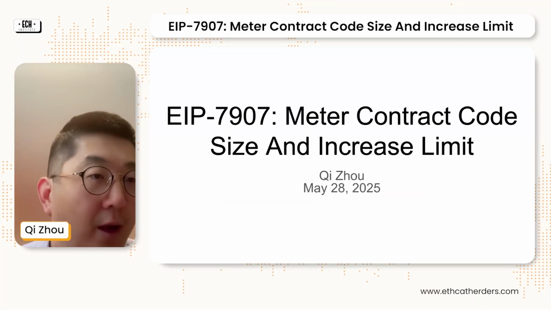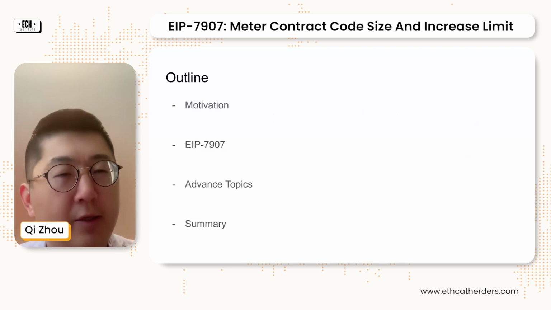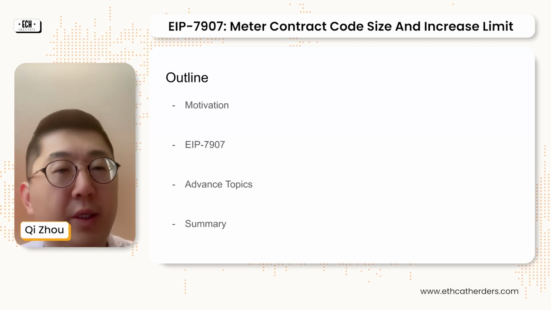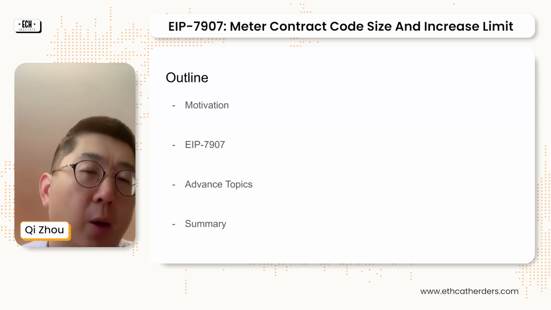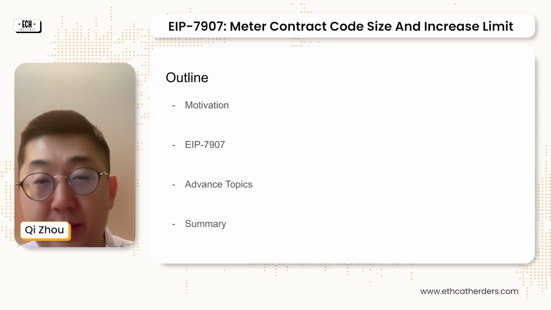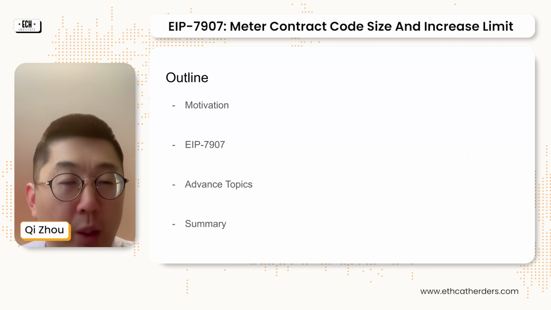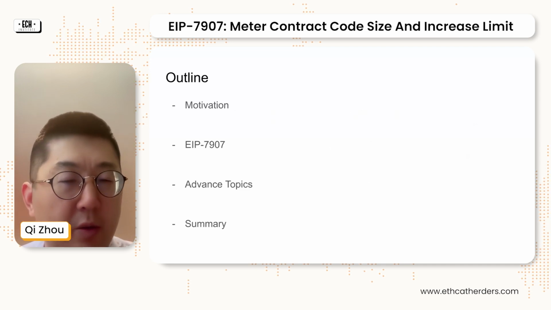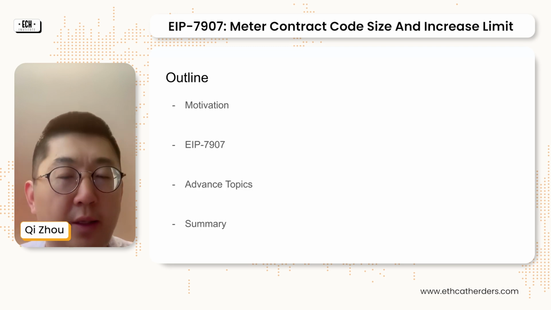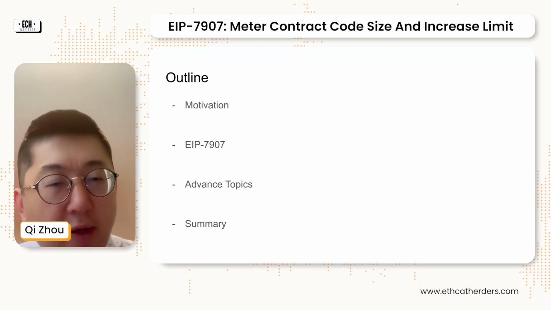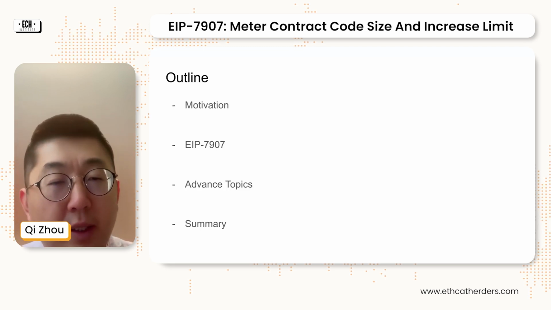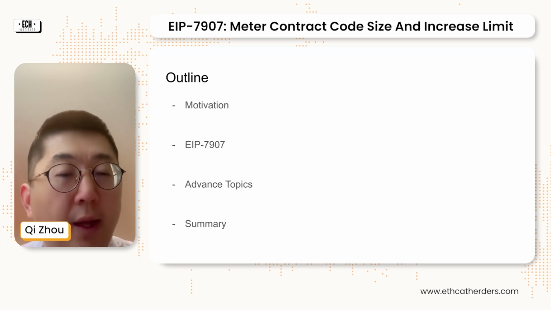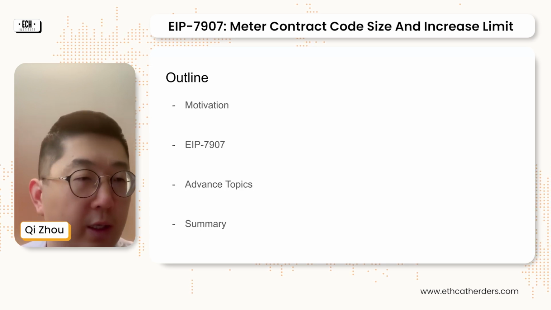Yeah, sure. So this is today's outline. First, I will give a brief overview of the motivation, why we want this EIP. Then I will dive into the details of EIP-7907. And then I will discuss some advanced topics, especially some that are still highly debated in the Ethereum research and R&D channels. I will pick some of them, and I would love to see your contribution if you are interested. And lastly, I will summarize our work.